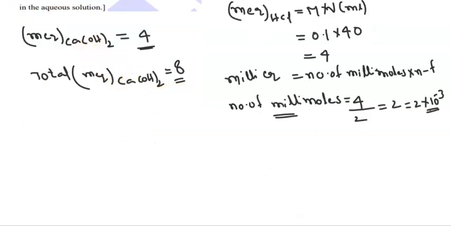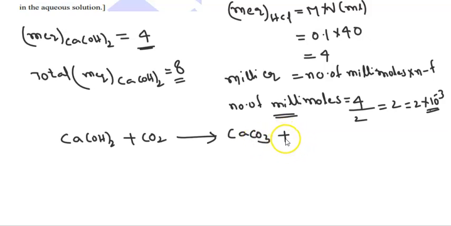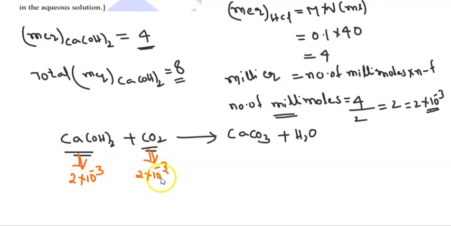So if you write the equation between Ca(OH)2 and CO2, CaCO3 plus H2O is formed. That means every 1 mole of calcium hydroxide reacts with 1 mole of CO2. So the number of moles of Ca(OH)2 that reacted with the CO2 is 2 into 10 to the power of minus 3. Then CO2 that reacted with the Ca(OH)2 is also 2 into 10 to the power of minus 3.